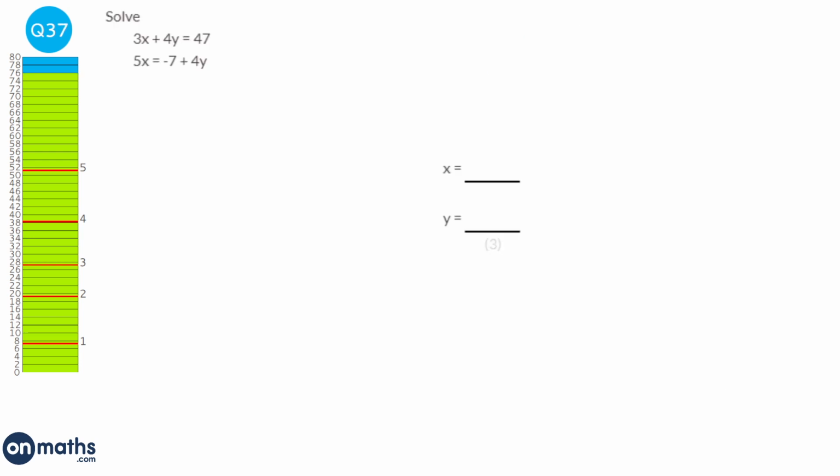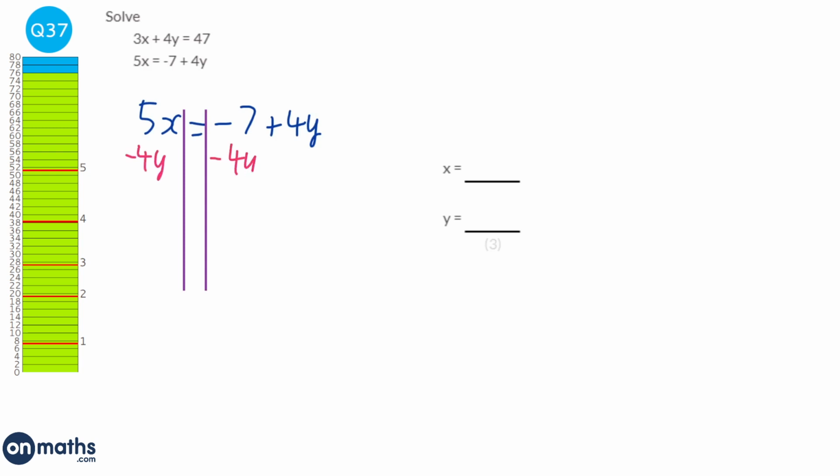So the first thing I notice is the second equation isn't really in the normal format for doing simultaneous equations. So I'm just going to rearrange it so that we have it where we want it to be. I'll put my lines in so I can rearrange. The first thing I want is the x's and y's on the same side. In fact, all I need to do is take away 4y from both sides, and we get 5x minus 4y equals minus 7.